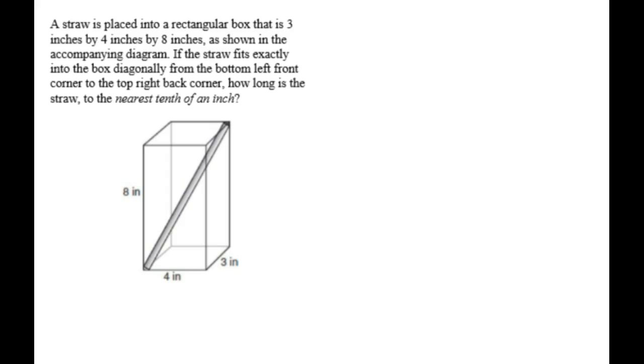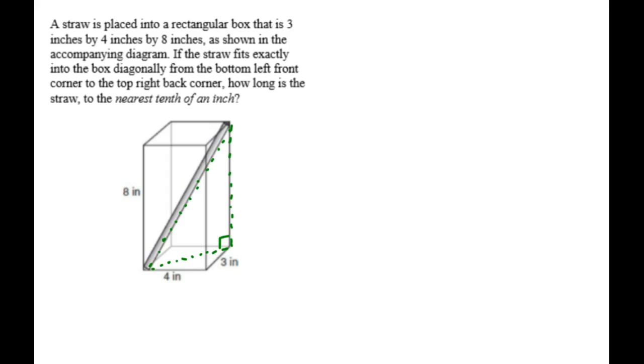Now we're on to the last example. A straw is placed into a rectangular box that is 3 inches by 4 inches by 8 inches, as shown in the diagram. If the straw fits exactly into the box diagonally from the bottom left front corner to the top right back corner, how long is the straw to the nearest tenth of an inch?